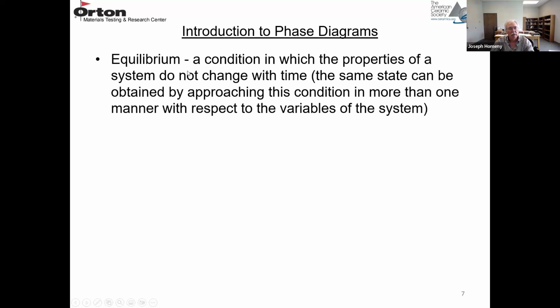And then finally, equilibrium. It's a condition in which the properties of the system do not change as a function of time. And you can reach equilibrium by approaching the equilibrium state from different directions. So the same state can be obtained by approaching this condition in more than one manner, dependent on the variables in the system.